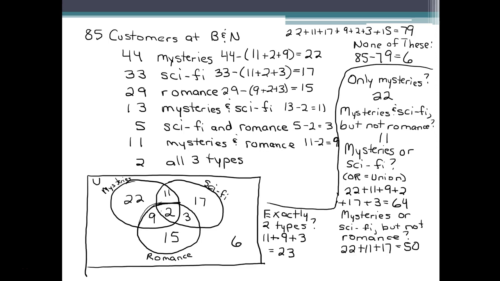But really what gets people tripped up the most is setting up the Venn diagram. Start in the middle, work your way out, make sure your numbers add up total to what they're giving you, if it doesn't specify otherwise. If it specifies only or something, then that's different. But if they say 44 mysteries, make sure your mystery circle adds up to 44. Things like that. Alright, well, plenty of those to have fun with.